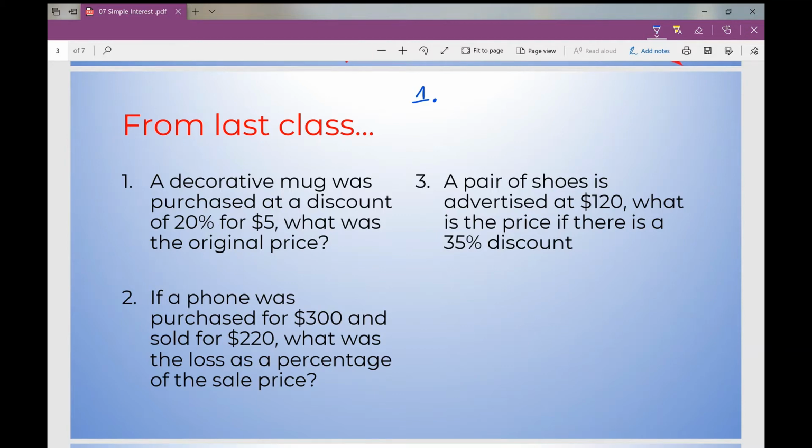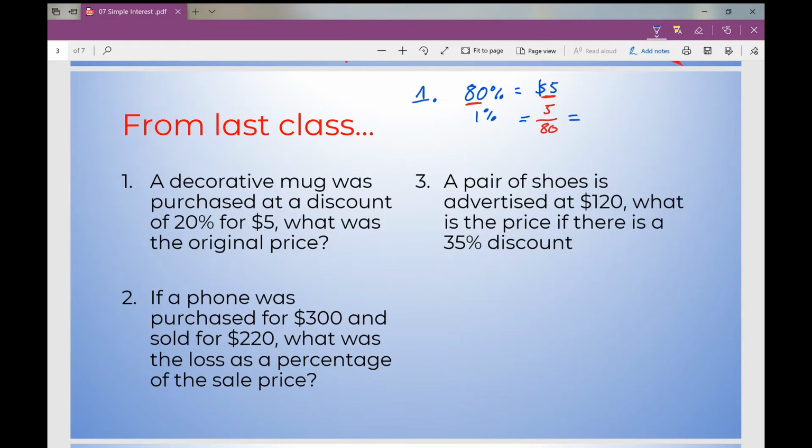Okay, a mug was purchased at a discount of $20 for $5. What was the original price? So if the mug was discounted 20%, that means that $5 represents 80% of the full price. Now, the way to go from 80% to find out the original 100%, the first thing we do is we find 1%. And what 1% is going to equal is it's going to equal this number divided by this number. And we put that in our calculator.